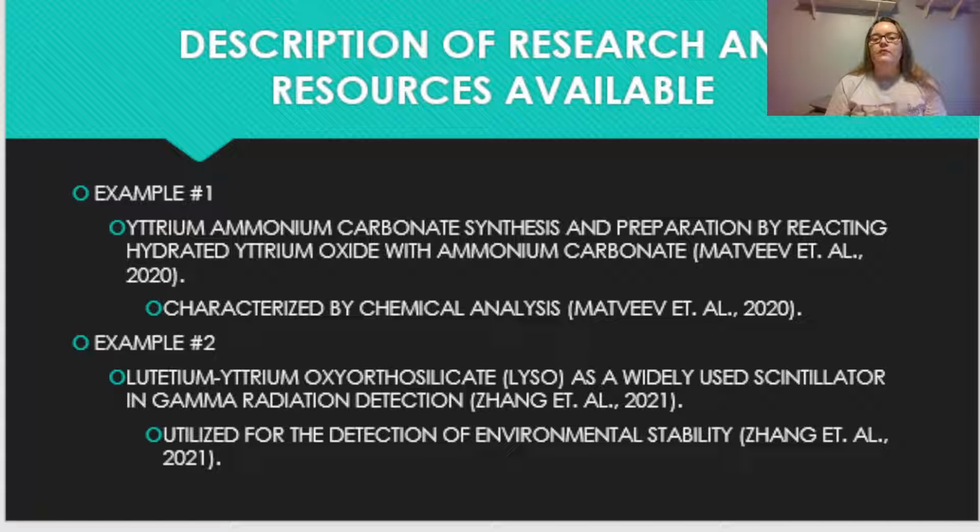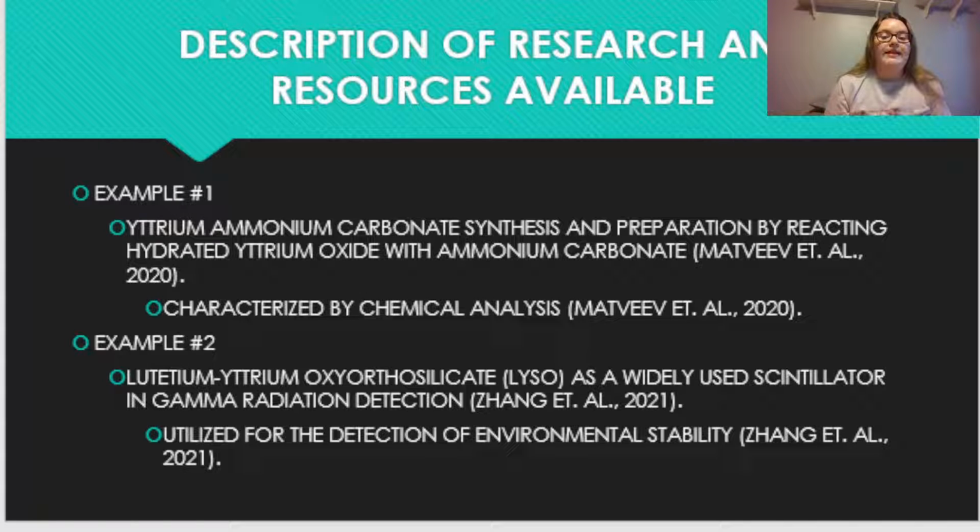So the first example of a scholarly source that students could go about if they were interested in learning about yttrium is that yttrium ammonium carbonate could be synthesized and prepared by reacting hydrated yttrium oxide with ammonium carbonate. And that could actually happen in a chemistry lab if someone was interested in going along the lines of that, maybe interested in a career such as that. And then we could characterize the yttrium that is synthesized through different chemical analyses, such as IR spectroscopy and calorimetry.